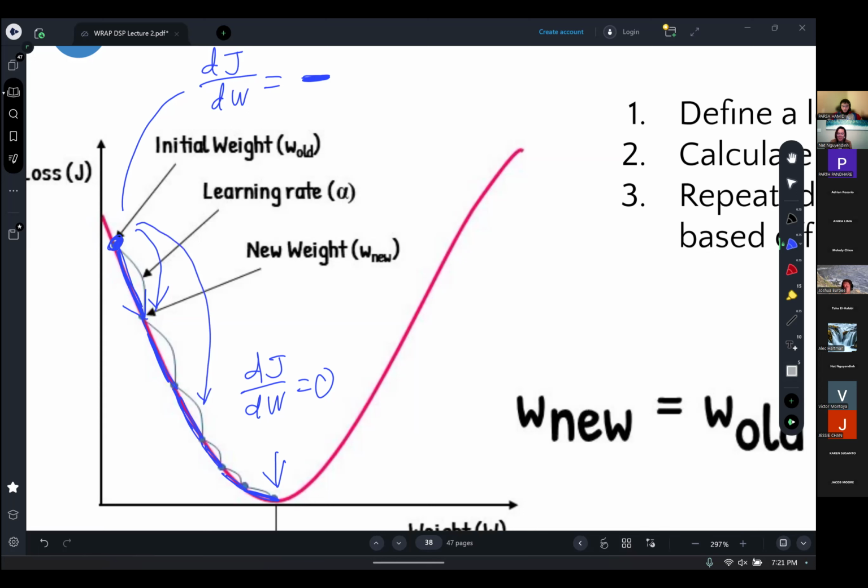But that also means I might just get stuck bouncing between here and here and here and here because my steps aren't small enough. But if I have a very small alpha, then it's going to take me a lot of steps to get to my eventual destination.